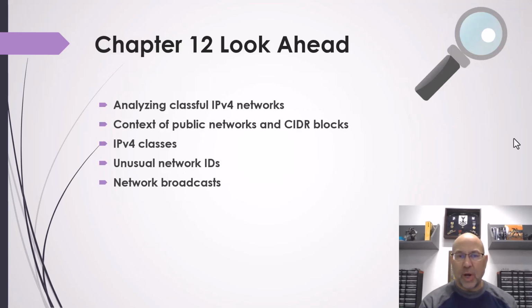So our Chapter 12 look ahead, we're going to take a deep dive into class-full IPv4 networks. So we're going to tear into those classes and learn a little bit more about those and maybe what Class D is all about. We're going to also take a look at the context for public networks and CIDR blocks, right? RFC 4632 is a very, very important RFC that talks about classless interdomain routing. Now, in all of this space, there are several unusual network IDs and different kinds of broadcasts. So we'll take a look at all of that.